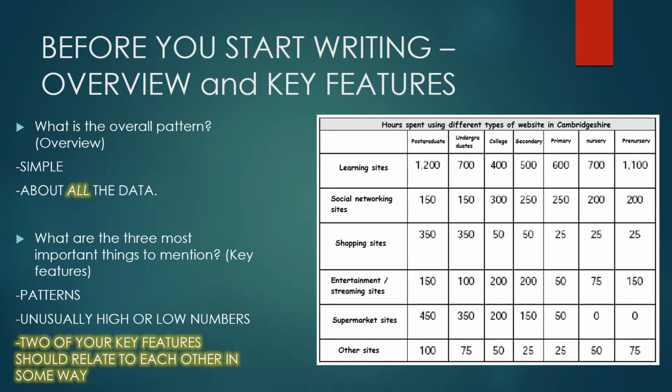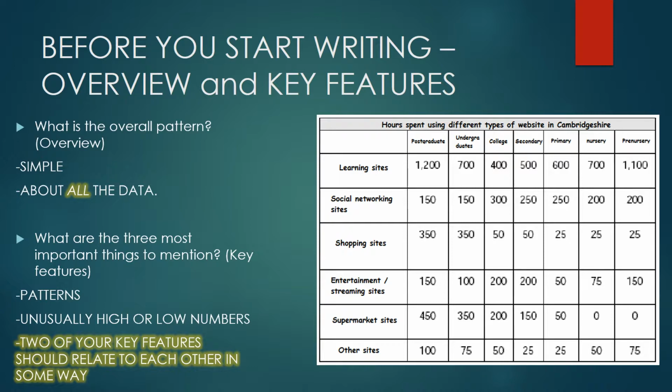And why 3 key features? Well, 3 key features because in your writing, you're going to write 3 paragraphs. One paragraph will be an introduction, which means all of your key features will be reported in 2 paragraphs. This gives you an opportunity to compare, because when you choose which of your 3 key features you will report together, you will say something about the relationship between them.